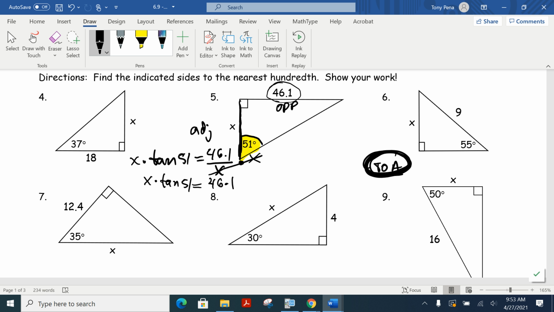And then how do we undo multiplication, even though it looks weird? We undo multiplication through what operation? Divide. So if I'm going to get x by itself, I want to get rid of this tangent of 51 by dividing it over. So once these cancel, x should equal, this is what we are now plugging into our calculator, the 46.1 divided by the tangent of 51. That then should give us this side for x.